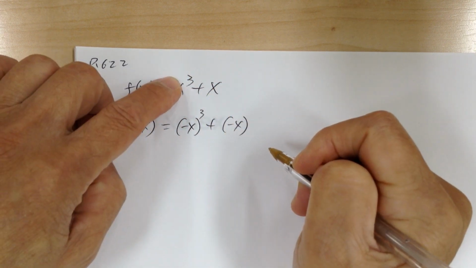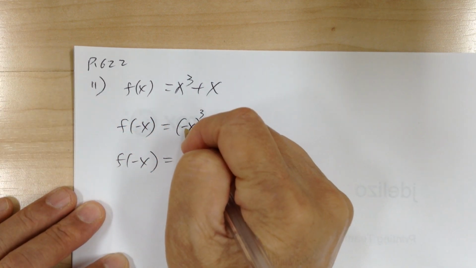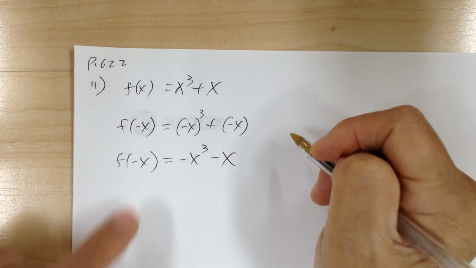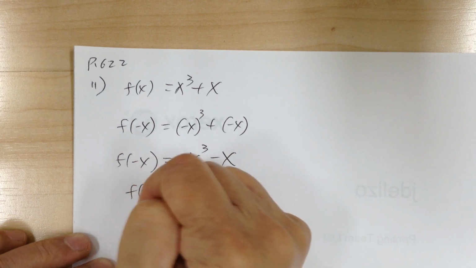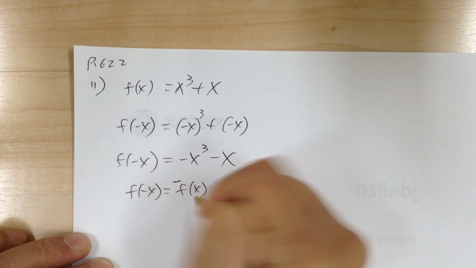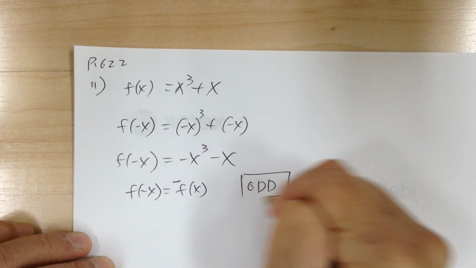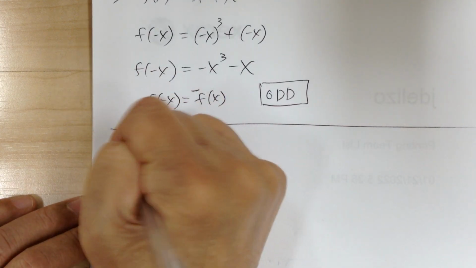So you can replace x with a negative x. So f of negative x is going to equal negative x cubed minus x. So this is exactly opposite of that. So again, f of negative x equal to negative f of x. Right? They are exactly opposite. So therefore, this is odd. Okay. Let's go to 13.